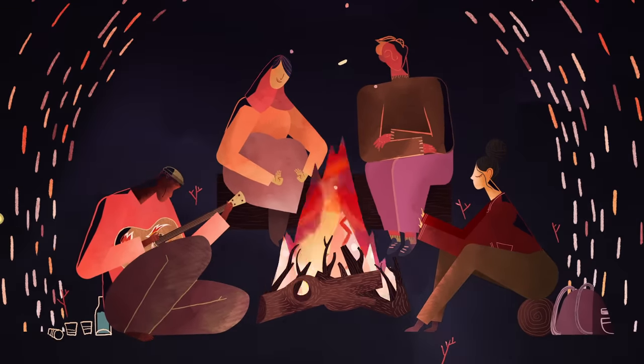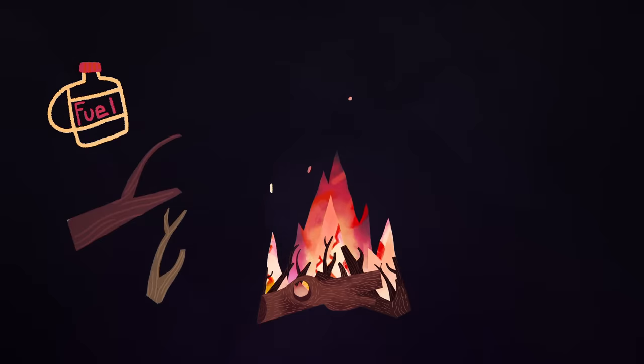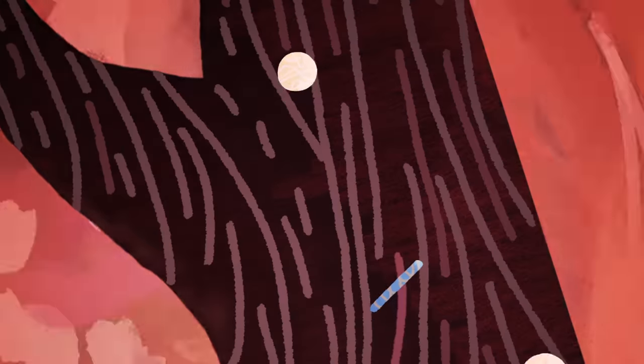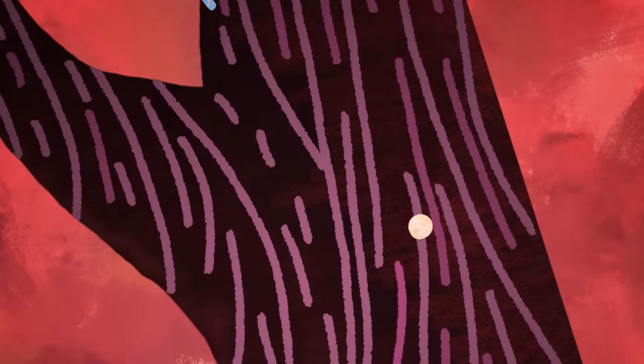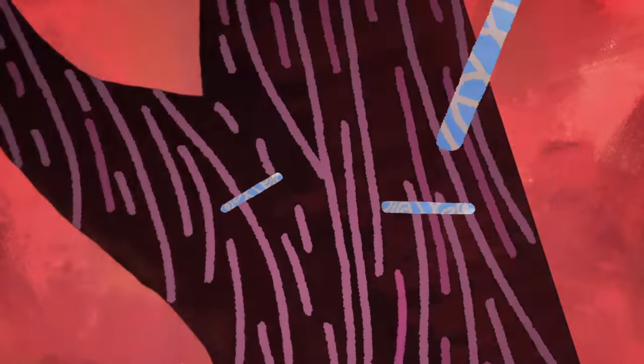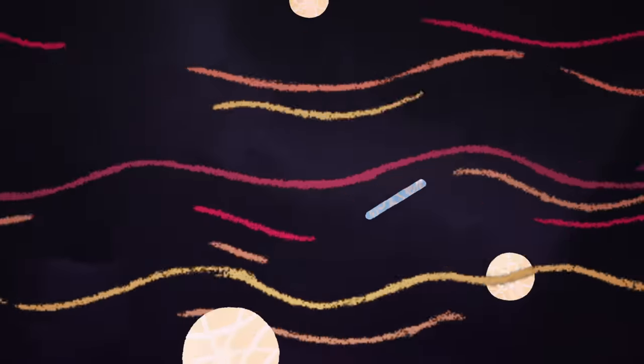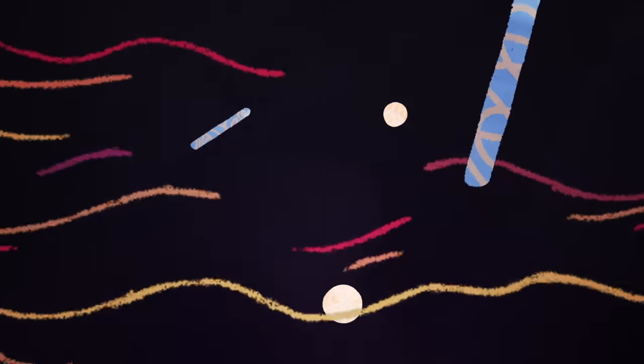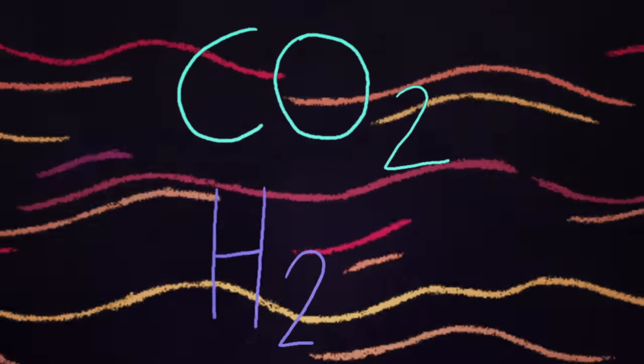Combustion creates that sensory experience using fuel, heat, and oxygen. In a campfire, when the logs are heated to their ignition temperature, the walls of their cells decompose, releasing sugars and other molecules into the air. These molecules then react with airborne oxygen to create carbon dioxide and water.